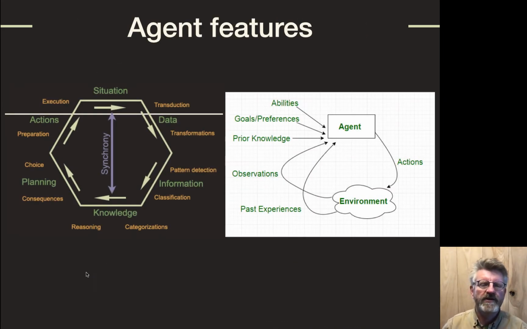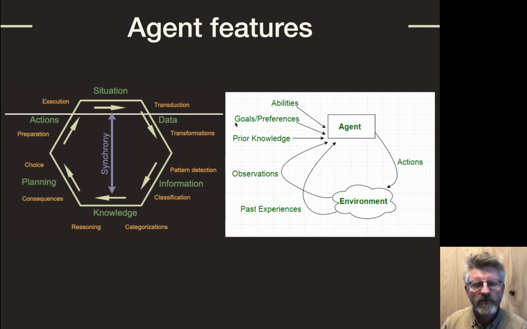These are the features of a general cognitive system. In this picture, the agent and the environment are both present. It has actions, it has past experiences, that's a part of its knowledge. It makes observations, that is somewhere in here. It has goals and preferences that go somewhere here. And it has certain abilities, stuff that it has learned. So this kind of fits with the general agent perspective, the living agent perspective.